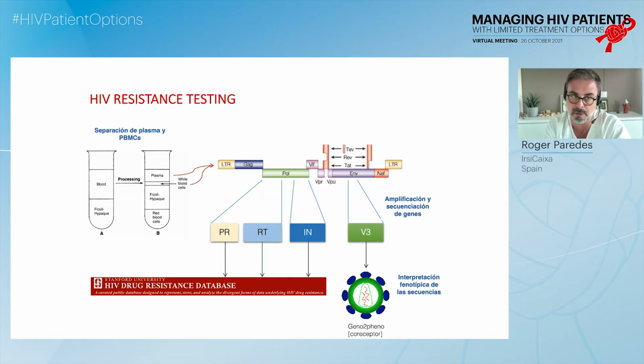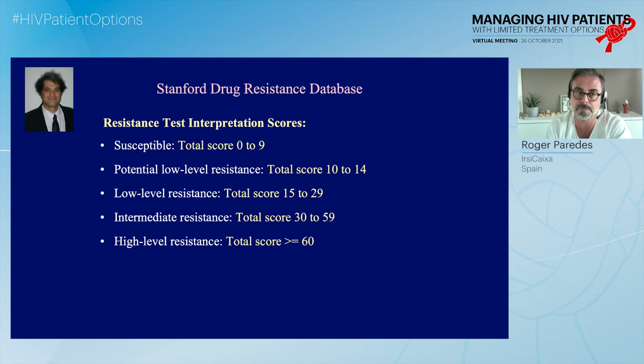What do we do to assess HIV resistance? We obtain blood and then separate plasma and PBMCs, and usually in plasma, which is where viruses replicate, there are actively replicating viruses. We sequence the genes that are of interest, either protease, RT, integrase, or capsid nowadays, or we can also look at the V3 loop if we want to evaluate the tropism of the virus.